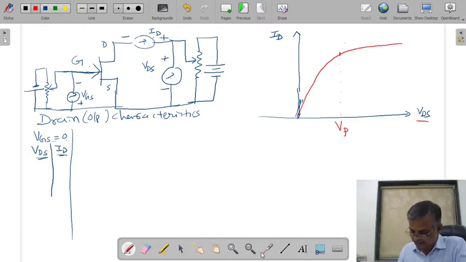Again, this is with VGS kept at 0 volts. As I increase the VDS, drain current increases. At a certain value of VDS, your drain current is saturated. The VDS at which drain current is saturated is called the pinch off voltage.